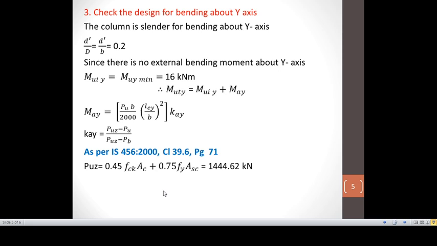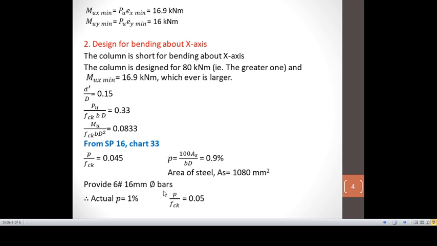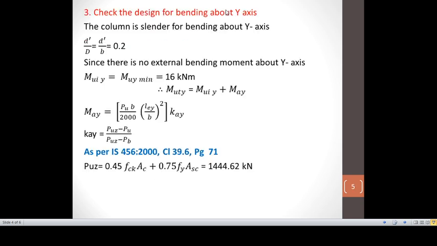So MUI, which I have already calculated, is the value due to the internal eccentricity, minimum eccentricity. This is obtained as 16 kilonewton meter. Next I am going to calculate the additional moment. So our total moment will be equal to MUI plus MAY. This MAY is the total additional moment which is due to the P delta effect.